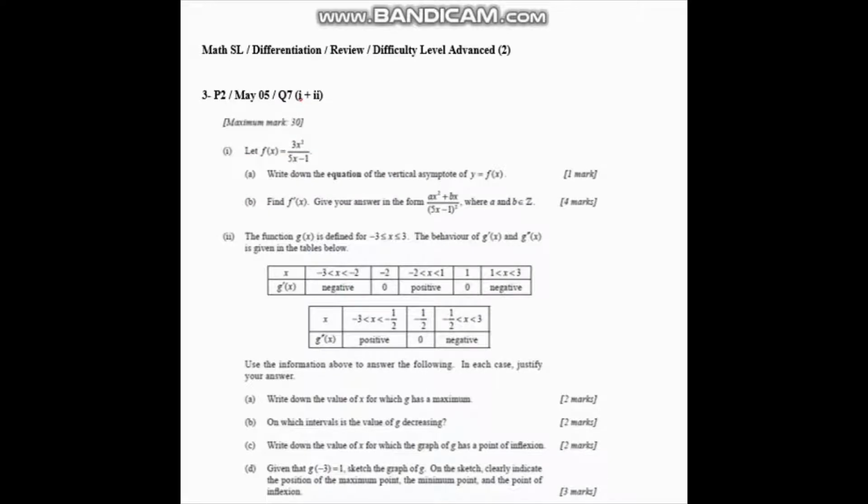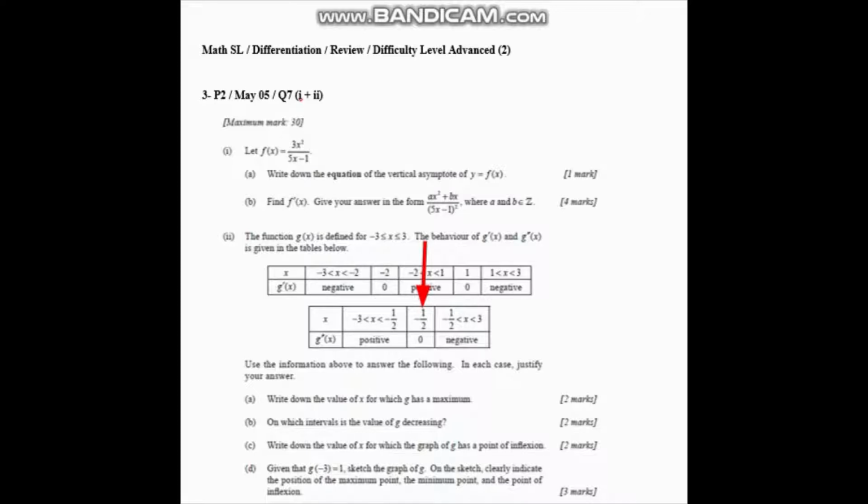In question C, I need to write down the value of x for which the graph of g has a point of inflection. So obviously, a point of inflection is where g double dash is 0 and goes from positive to negative or vice versa. So it has to be positive before and negative after and 0 at the point, or negative before, positive after and 0 at the point. Obviously, the only point where g double dash is 0 to begin with is x equals negative half. Hence the answer is x equals negative half.